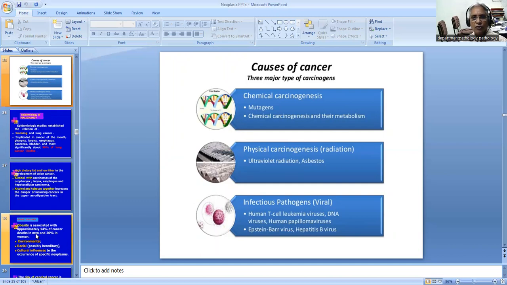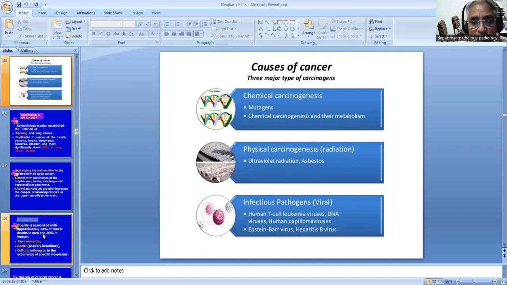What are the causes which can lead to the development of cancers? They are also known as carcinogens, meaning the conditions, stimuli or factors which can promote or lead to the development of cancers. One of the most important groups of carcinogens is chemical carcinogens, and this process is known as chemical carcinogenesis. These work as mutagens, and these chemicals and their metabolites promote the development of cancer.